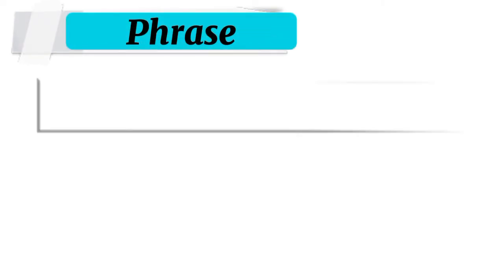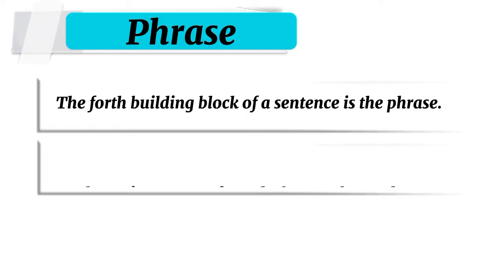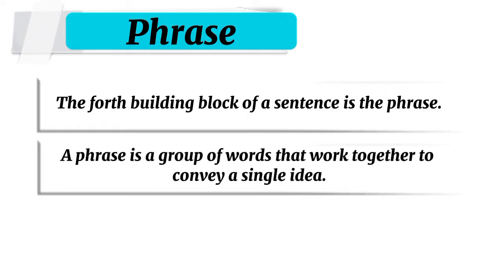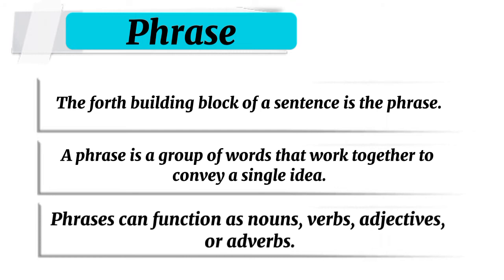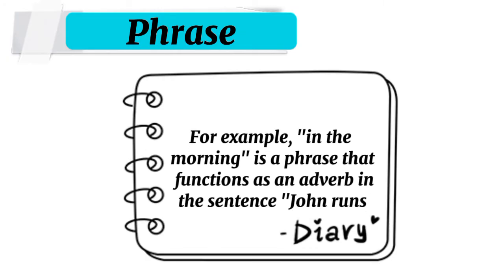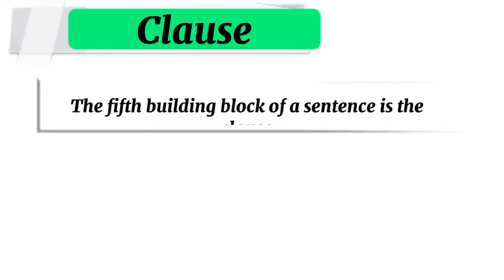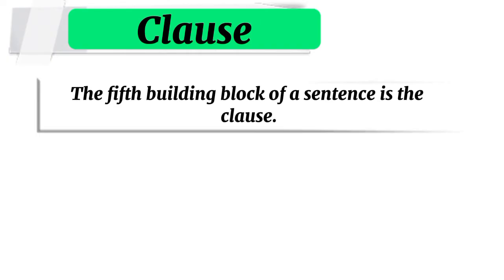Phrase. The fourth building block of a sentence is the phrase. A phrase is a group of words that work together to convey a single idea. Phrases can function as nouns, verbs, adjectives, or adverbs. For example, "in the morning" is a phrase that functions as an adverb in the sentence "John runs in the morning."